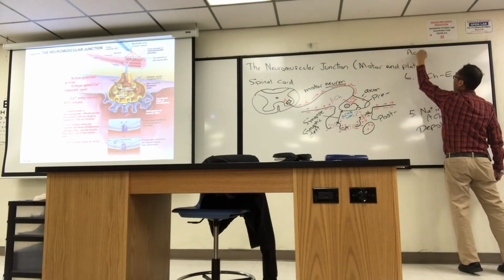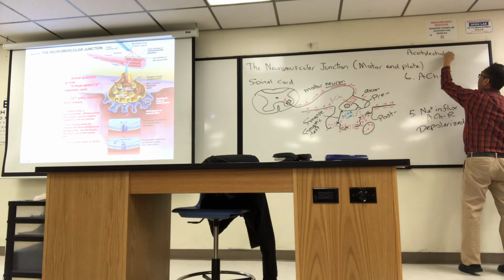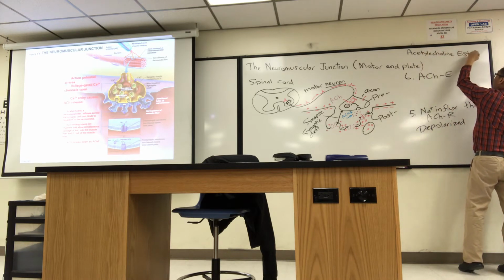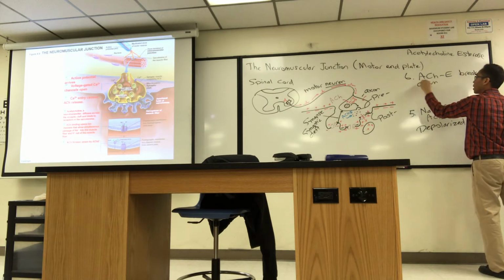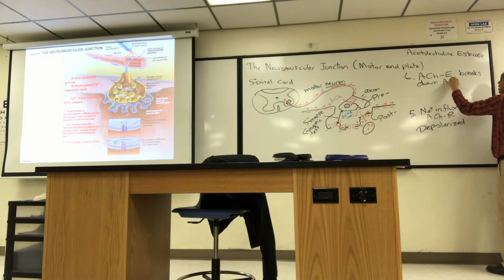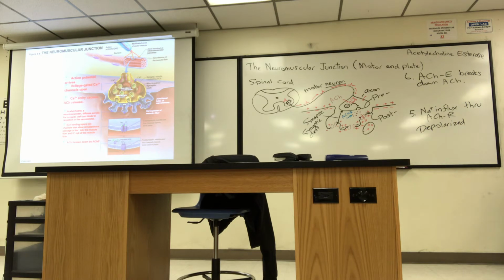Acetylcholine esterase. It breaks down ACH. Now that's very important. As long as ACH persists in the synapse, the muscle fiber will continue to contract. So you've got to get rid of it immediately so there's not this overstimulation, this unwanted stimulation of the muscle.